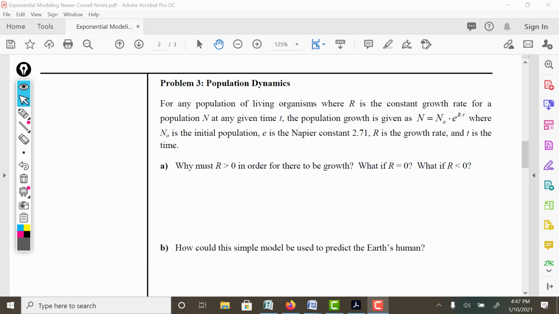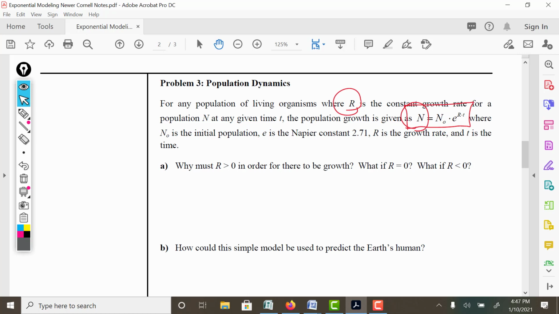Problem 3. Let's talk about a more advanced exponential model for more advanced populations. So we're talking about living organisms that are growing at a constant growth rate of r. We will show you this model right here.